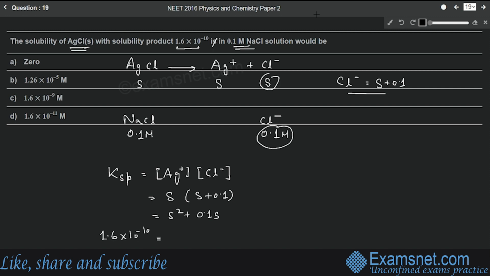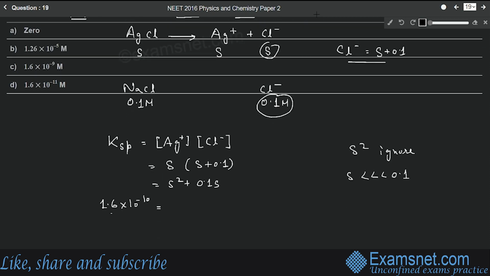On the right hand side, S square can be ignored, because S is very less as compared to 0.1. Okay, so it can be ignored. That means this KSP will be equal to 0.1 S. Okay, so from here we can find out the value of S. That will be equal to 1.6 into 10 to the power minus 10 upon 0.1. So that will be equal to 1.6 into 10 to the power minus 9. Okay. So option C will be the correct answer.